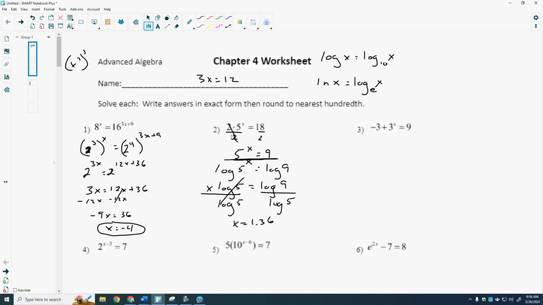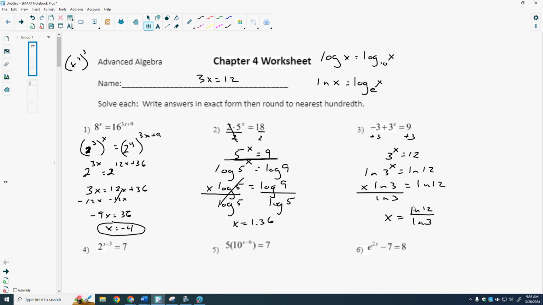Okay, so here, to get rid of the 2, I divided. Here, to get rid of the negative 3, I add. So 3 to the x equals 12, and I'm right back to this step right here. Take the log of both sides. This time I'll use ln just to switch it up a little bit. Makes no difference. Bring the x in front. Divide by ln 3. And x equals the natural log of 12 divided by the natural log of 3.